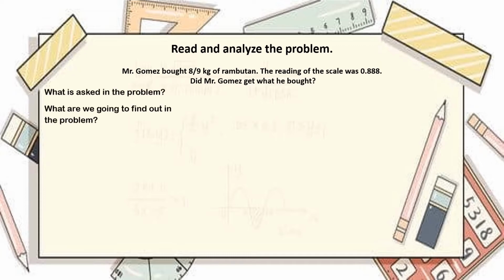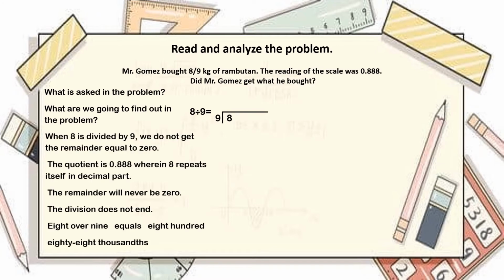What are we going to look for in the problem? What is asked in the problem? What are we going to find out in the problem? So let's have 8 divided by 9. When 8 is divided by 9, we do not get the remainder equal to 0. The quotient is 0.888, wherein 8 repeats itself in the decimal part.